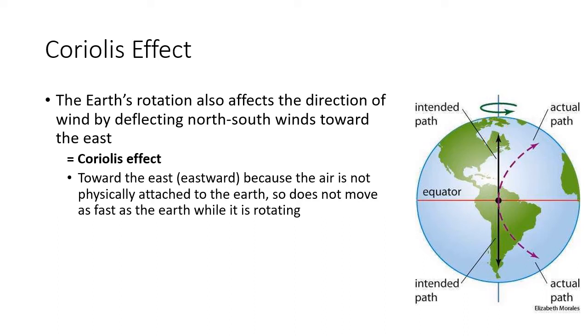The Coriolis effect is where the wind moves in an eastward direction as it moves from the equator up to the poles, because the Earth itself is moving underneath of the air that's trying to move north. So the air is moving north, the Earth is moving under it, so the air from the surface of the Earth is going to appear to move in that eastward pattern, that northeast pattern.